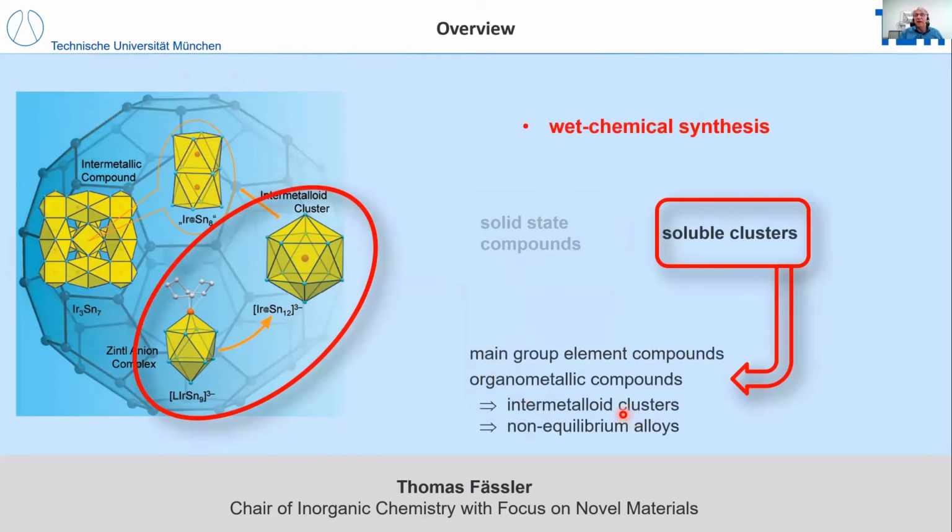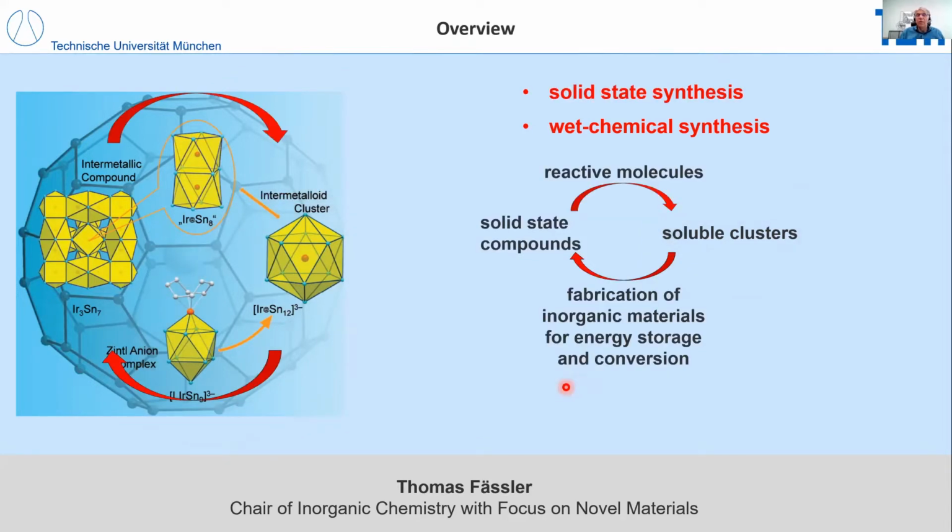And on the other hand, we work on soluble clusters, which is shown here on the left side. These are main group element clusters or organometallic compounds in combination with main group elements. And for this, we introduce the term intermetalloid clusters, because if they get larger, they resemble the coordination in intermetallic compounds. So going these two ways, chemical synthesis is involved. And as I've mentioned, we have the solid state synthesis as well as the important methods to develop.